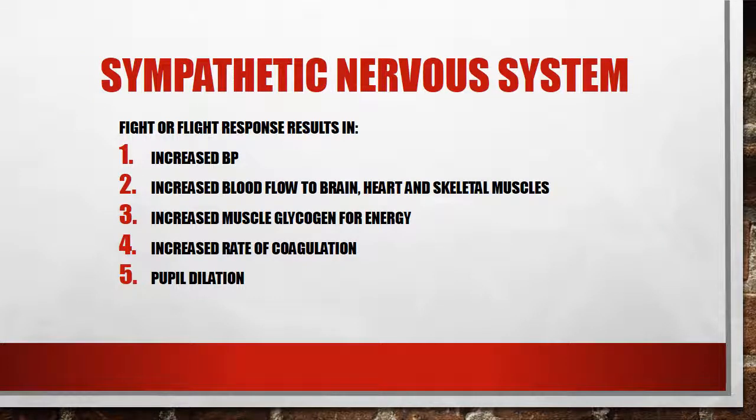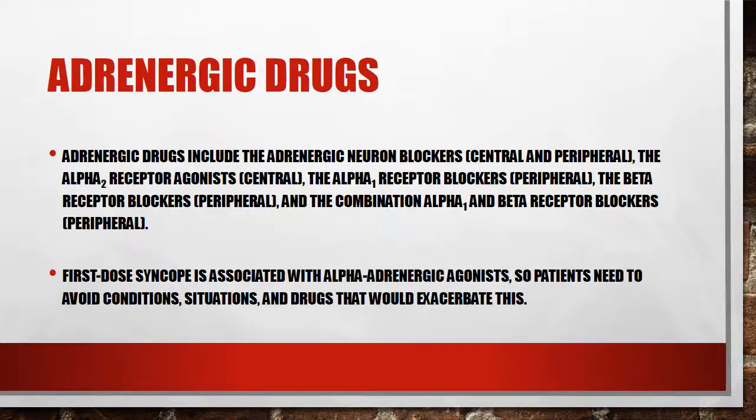With the sympathetic nervous system, remember that we are having this whole fight or flight response with the increased blood pressure, the increased flow to the brain, heart and skeletal muscles. You're running through the woods from your murderer. Increased muscle glycogen for energy, increased rate of coagulation and pupil dilation, decreased flow to the viscera, also increased rate and depth of respiration, increased blood sugar, increased mental acuity, increased muscle strength. You know, we've got all this going on.